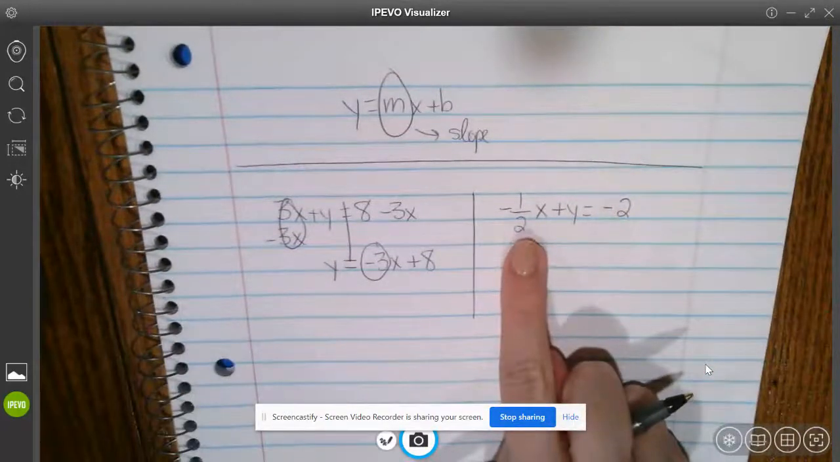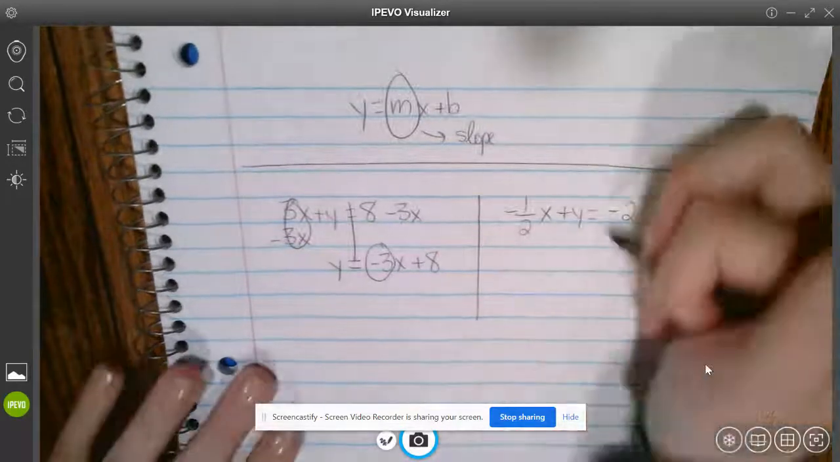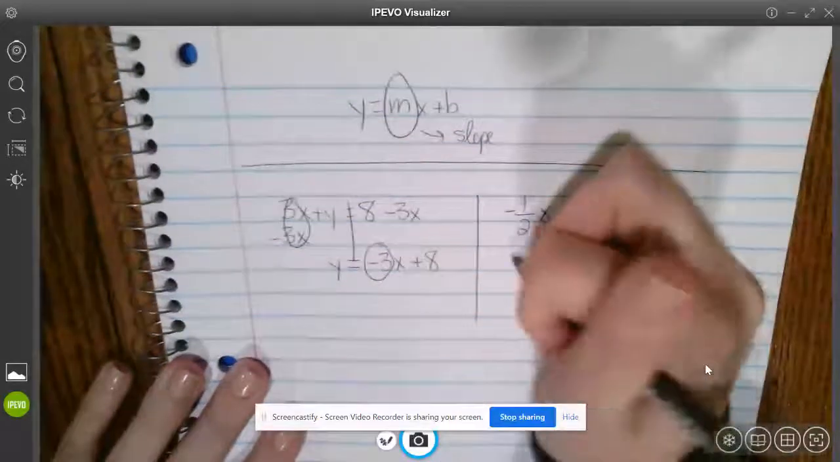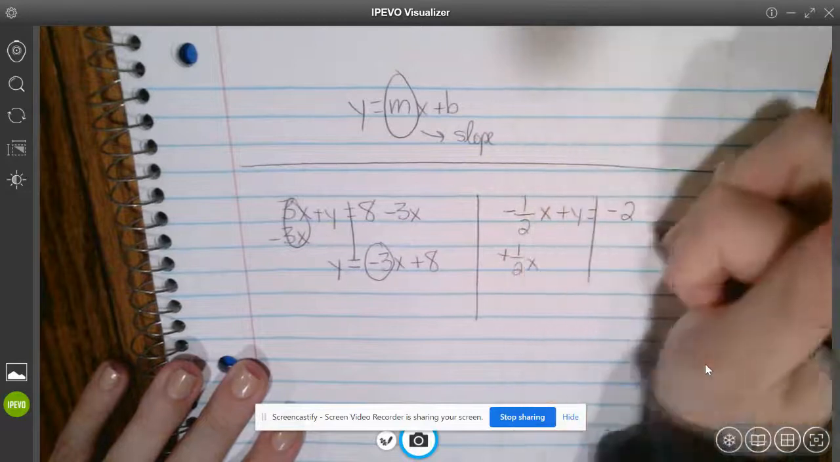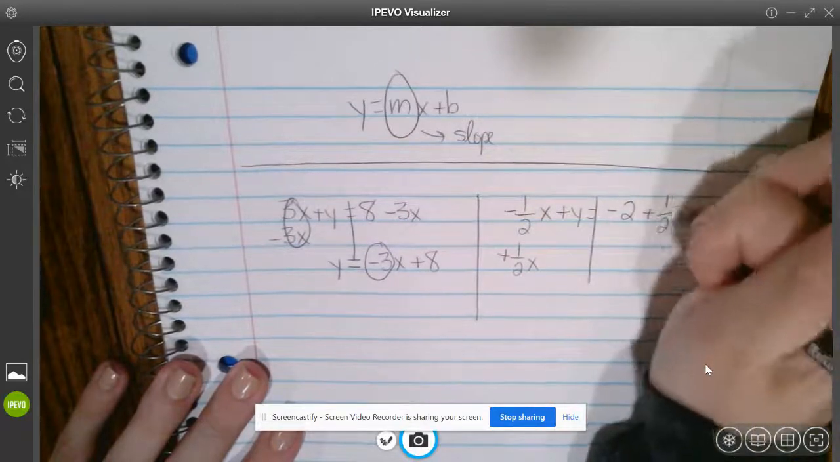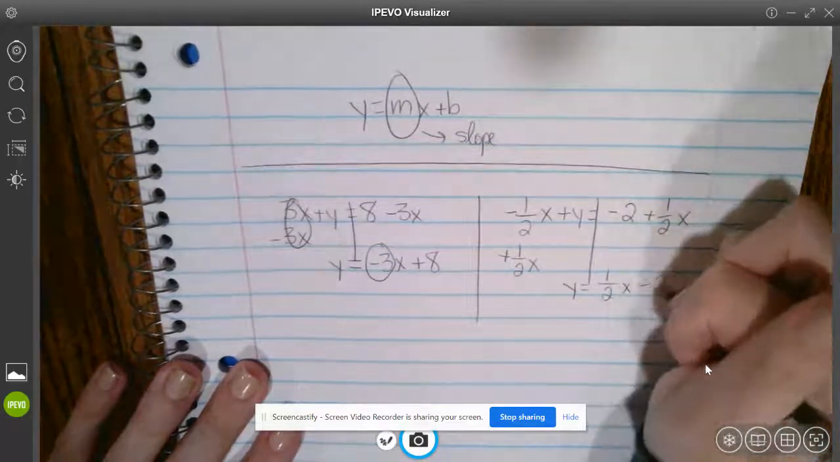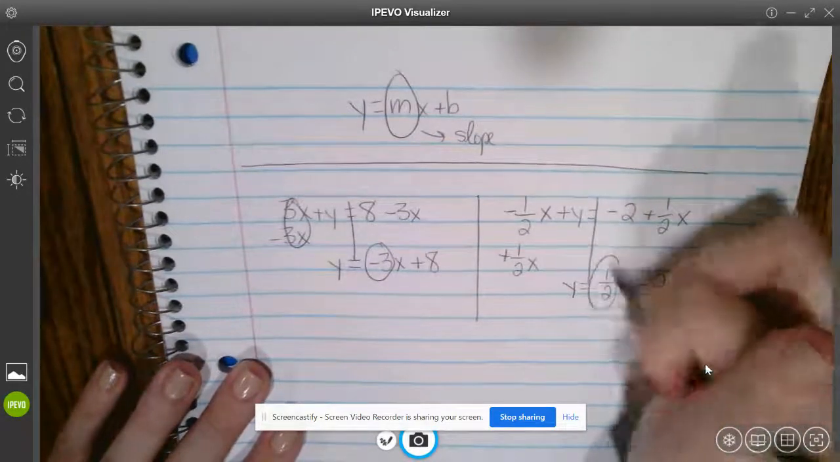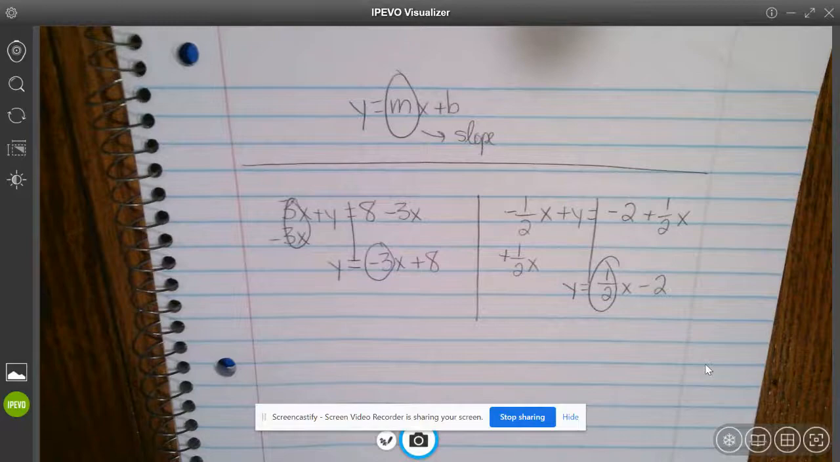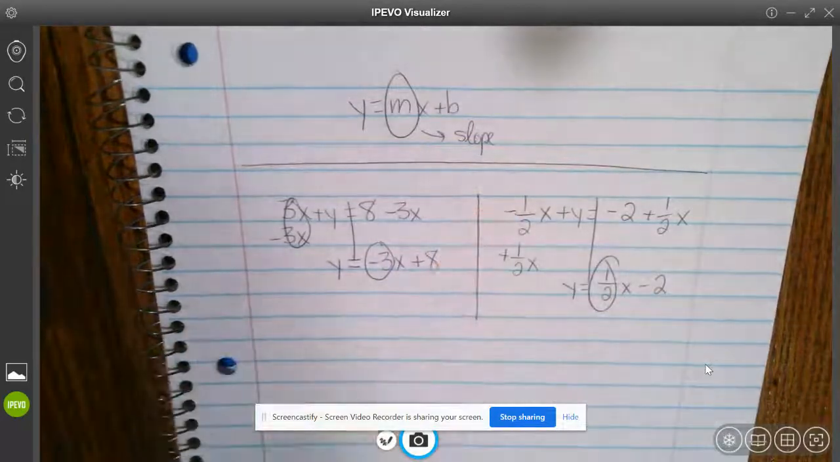Okay, this situation, same thing. I need to move my x over here. This time it's a negative 1/2, so I'm going to add 1/2 x. I'm going to write 1/2 x first, minus 2. So my slope on this one would be a positive 1/2, not a negative, because I had to move it over here.